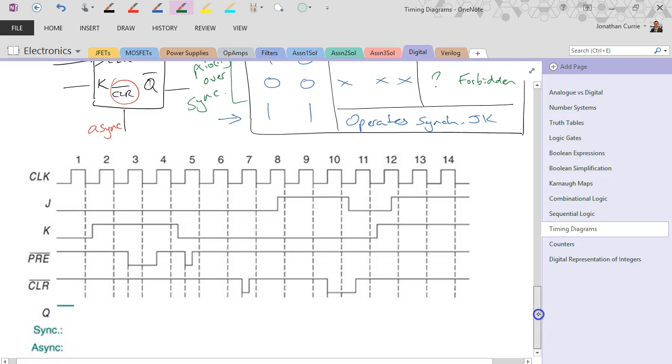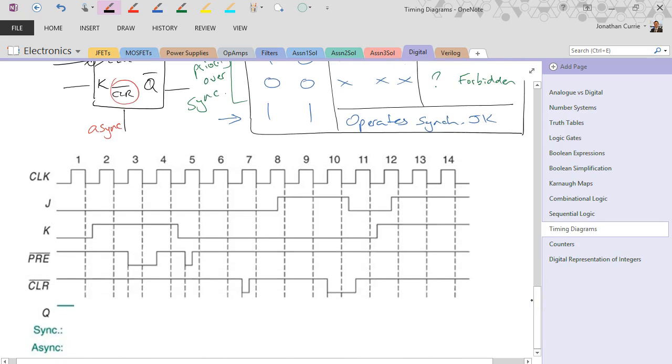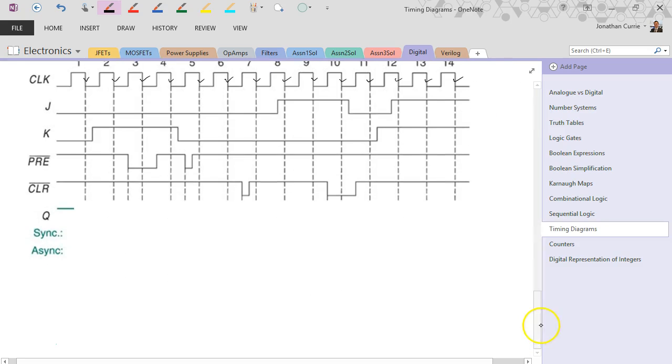In this case, I'm going to add a circle there to our clock input. So I'm going to change this into a falling edge sensitive JK flip-flop, and that will match our diagram a little better here. So in all of these cases, we're looking at the falling edges.